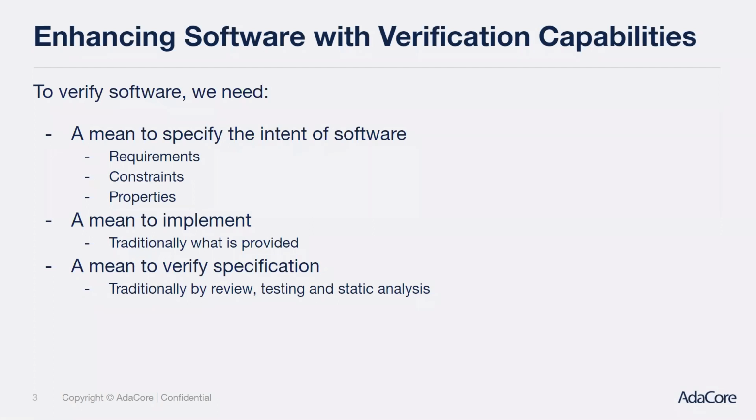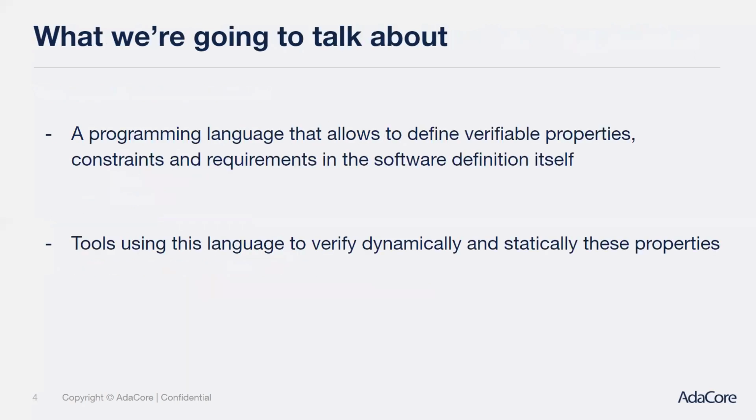Then, of course, you need a means to implement. That's the typical programming language that you might have. And then from those two items, you need a means to verify that the specification that you expressed earlier is indeed what has been implemented by the software. This is traditionally done by things such as review, testing, and static analysis. Now, what we're going to talk about here is a programming language that allows to define together the actual implementation and the specification, associated with tools that are going to allow to verify dynamically and statically the properties and requirements of the specification that is described before.